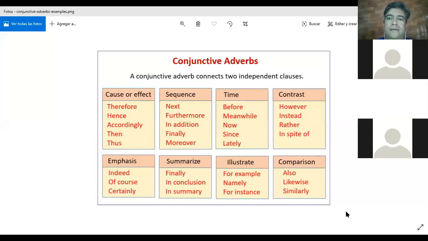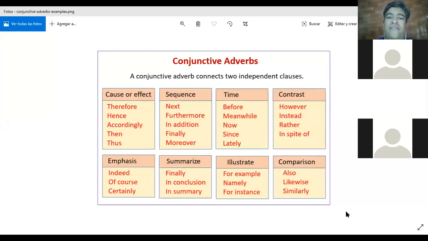Ahorita se las envío al grupo because I don't know, there is something going on. Okay, so sorry. I'm going to send this here. Again. Oh, here it is. Sorry. Can you see it? No, not yet. Okay. Now can you see it?